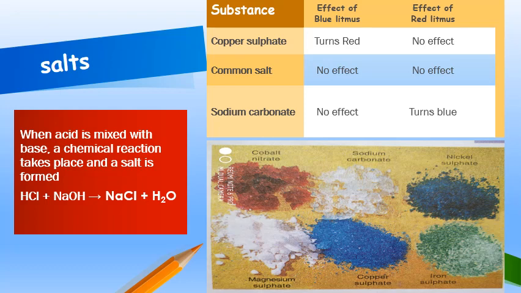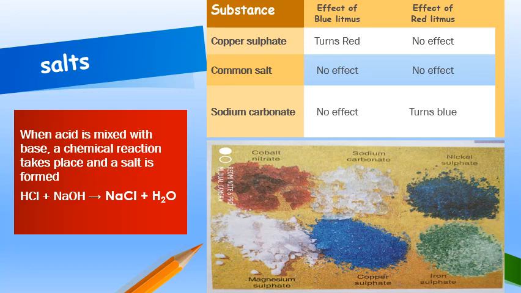Let us see how it affects the litmus paper. Some of the salts are not purely neutral. Some of them affect the red litmus and also the blue litmus. Let us see. Take the copper sulfate. What is the color of copper sulfate? Blue. Good. When you take the copper sulfate solution and dip the blue litmus paper, it will turn red.